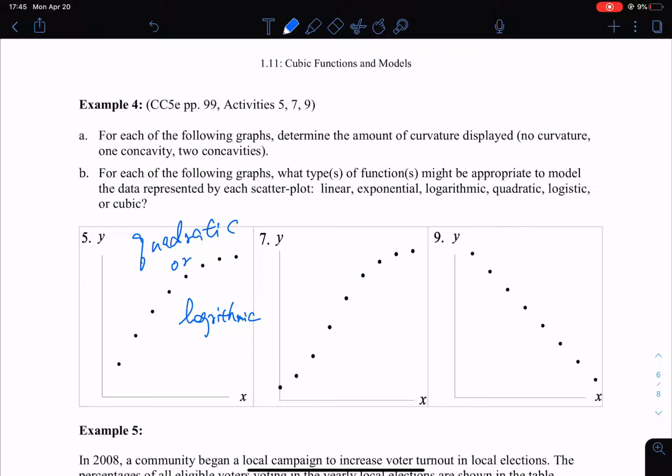And the second one, because we have an inflection point and two concavities, so cubic or logistic. And the next one is, of course, a linear function. It's just a line.